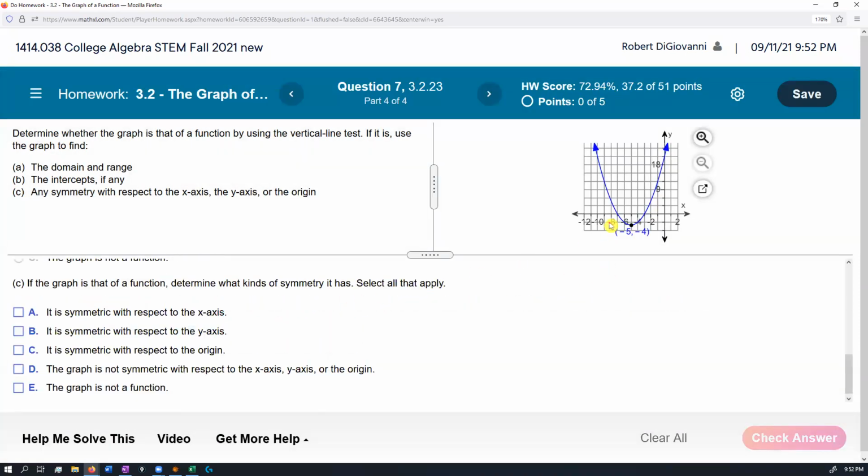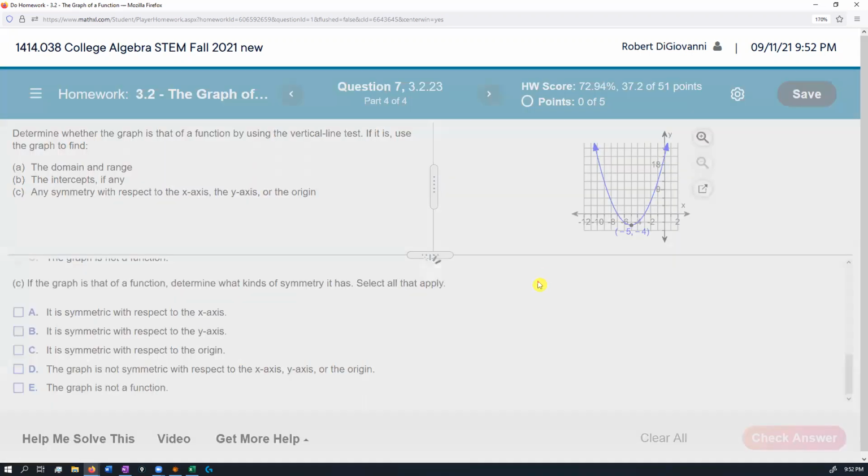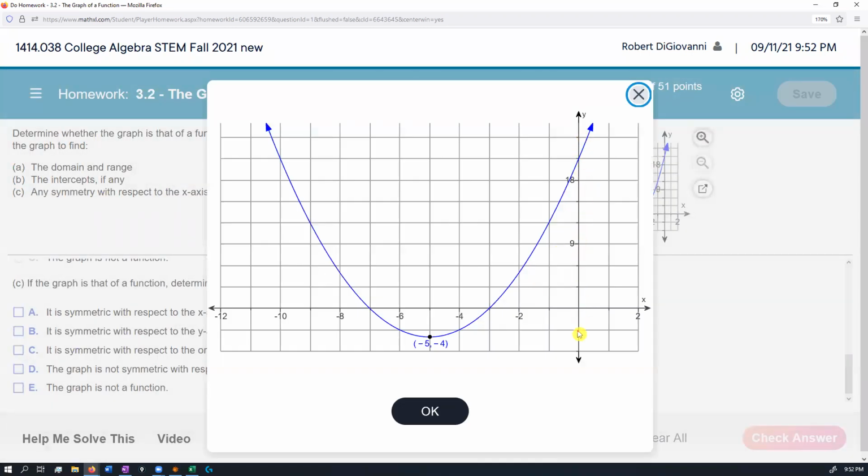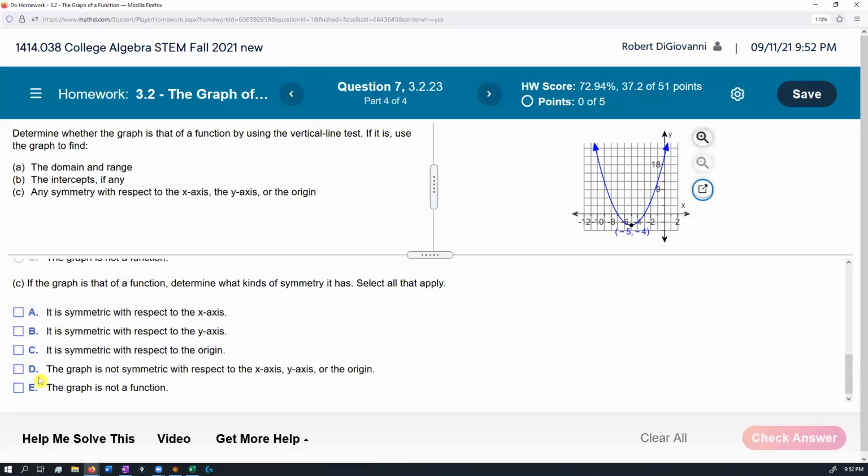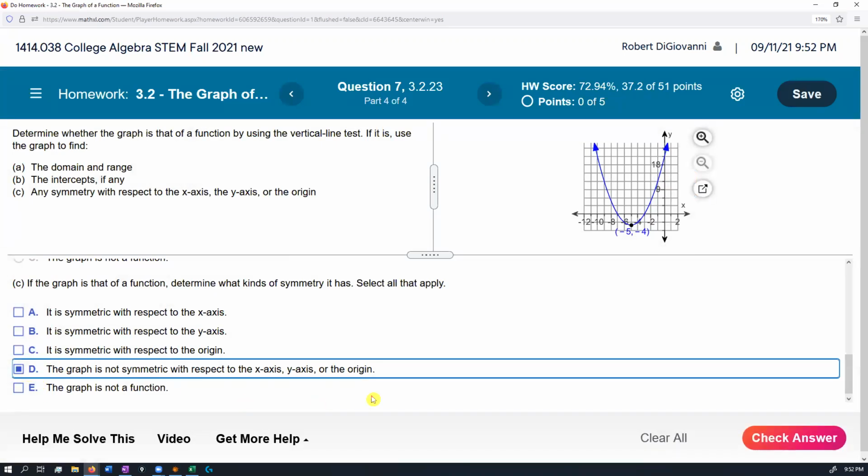Okay, symmetry. Now look, be careful here. The y-axis is over here. So even though if the y-axis was right down the middle, then it would be symmetric, but it's not. So if we try and flip this over the y-axis, we don't get itself. And same thing over the x-axis, nothing. So we have no symmetry.